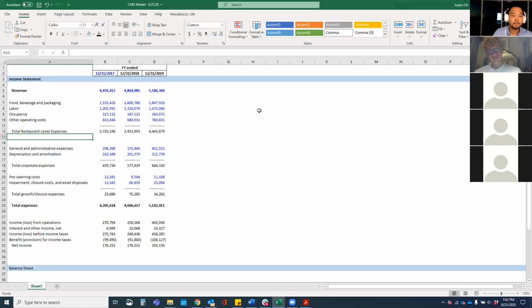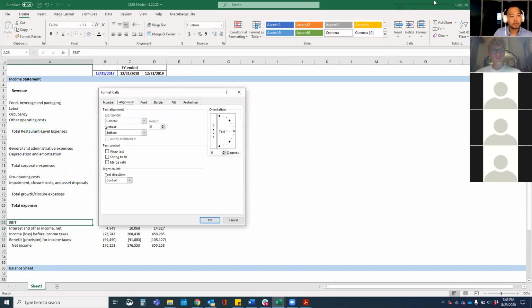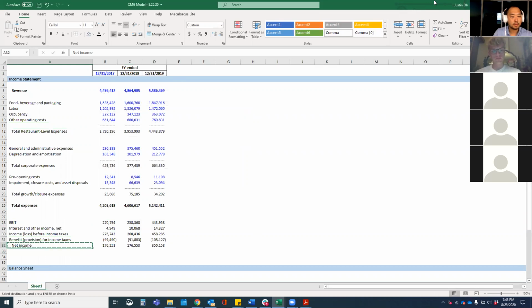And then these are just income from operations, so this is EBIT. Interest, other income, income before income taxes. So it's EBT.